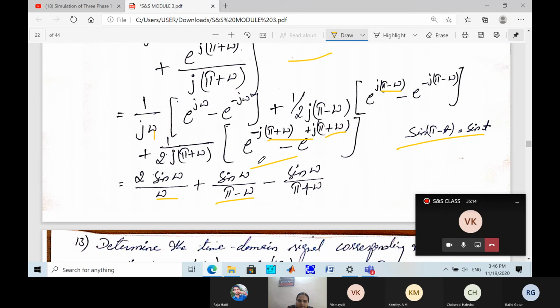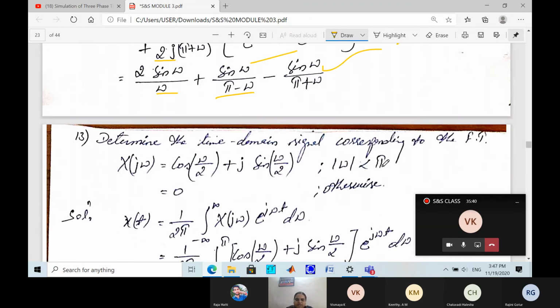In the same way here it is written. Initially we should get plus, but here it is minus, so minus is taken outside. Minus sine pi plus omega you will get, but sine pi plus omega is nothing but sine omega only, divided by pi plus omega, over 2j. This is the equation; this is how you will get it.